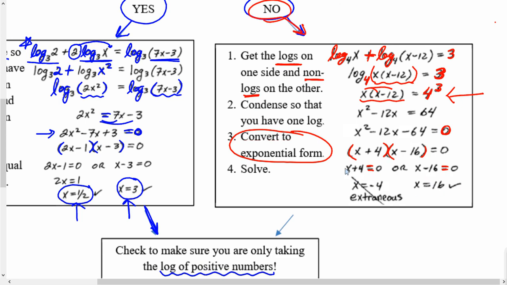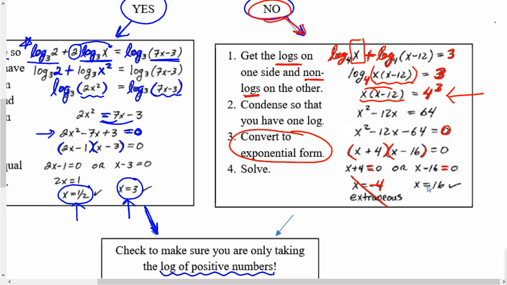From over here on the left, I get x equals negative 4. This one you can see is crossed out. It's an extraneous solution because if I try to plug negative 4 back into the original problem, it's not going to work. I can't take the log of negative 4. Once I have that it's not going to work there, I don't even bother to plug into the next one.